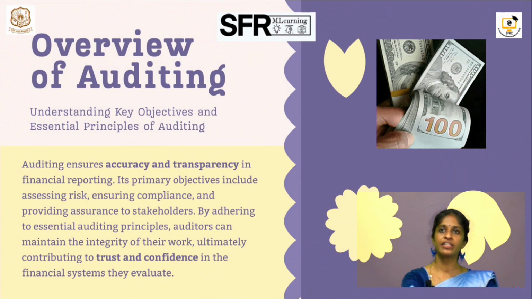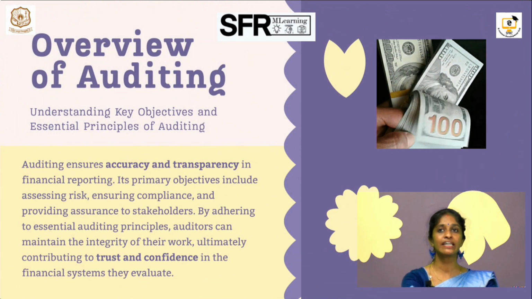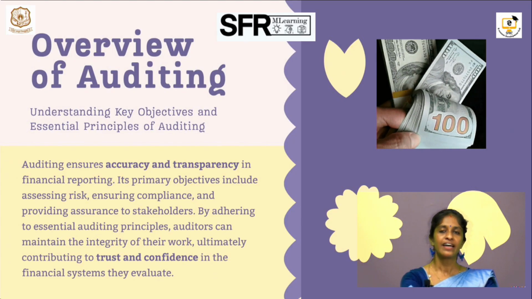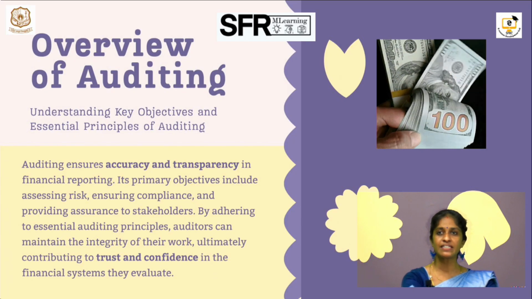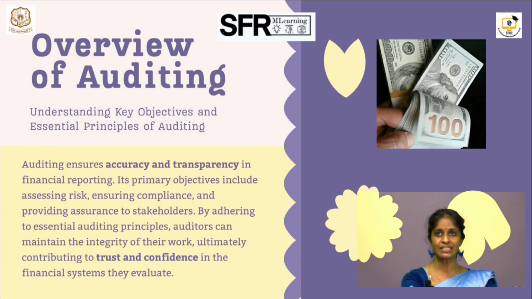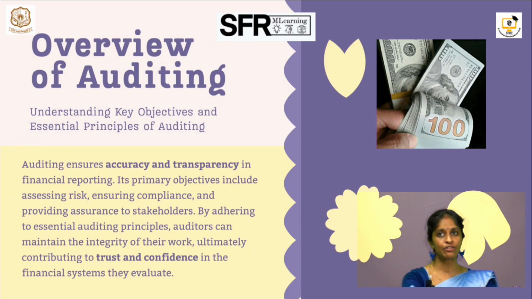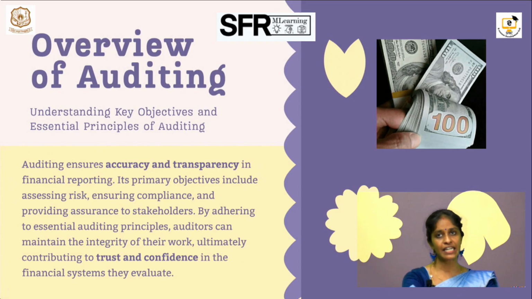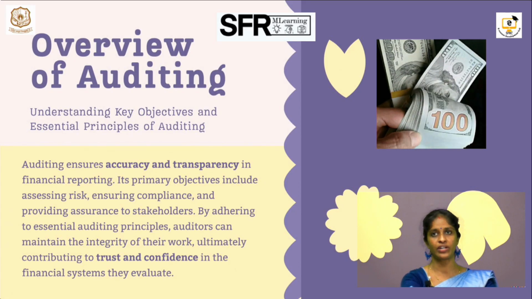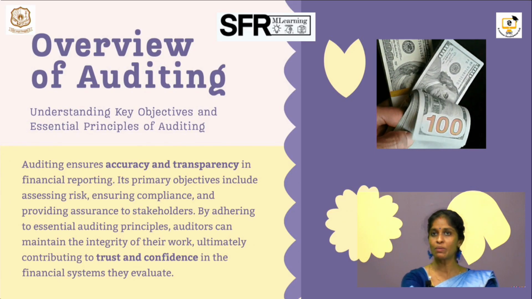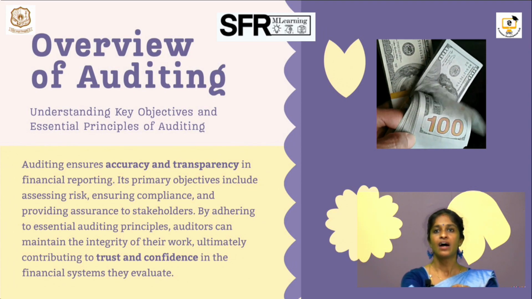When we speak about the overview of auditing, it is actually understanding the key objectives and essential principles of auditing. Actually, it means the accuracy and transparency of financial reporting. So, the main objective is to assess the risk involved in the accounting, and the financial statement should be acceptable to the stakeholders. That is why it is verified and the accuracy is published to the people, and it should create trust and confidence among the public.